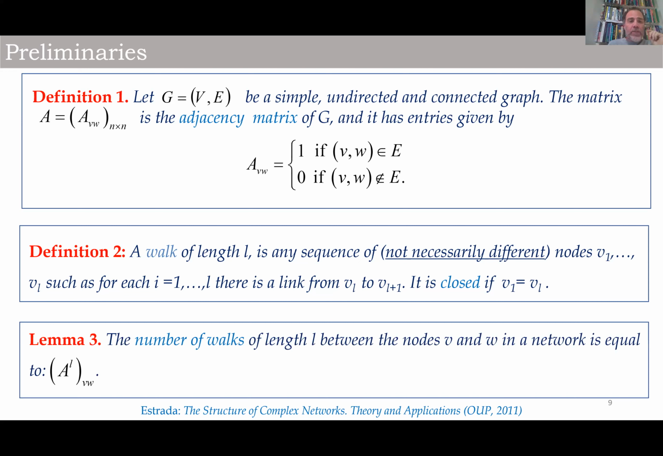And it's a very well-known result in algebraic graph theory that the number of walks of length L, where the length of the walk is just the number of edges in this particular sequence of edges and vertices, between any two vertices V and W in the network, is equal to the VW entry of the Lth power of the adjacency matrix. So you can count walks by using powers of the adjacency matrix. And this is a very sophisticated and useful tool for implementing algebraic techniques for studying walks in networks.